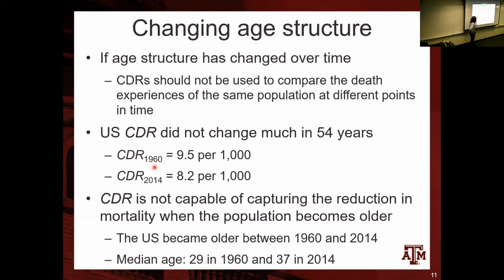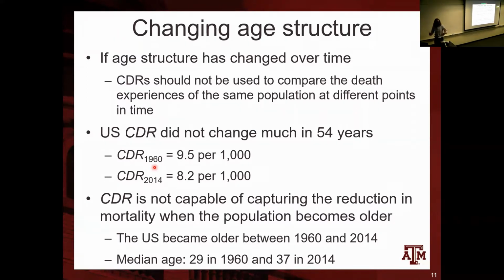And the US did become older between 1960 and 2014. So now we have a larger proportion of people in older ages, with at least 65 years of age. One indicator showing that is the median age, which back in 1960 in the US was 29 years, and in 2014, it was 37. What is the median age? It means that back in 1960, 50% of the population in the US was older than 29 and 50% younger. In 2014, 50% older than 37, 50% younger than 37.